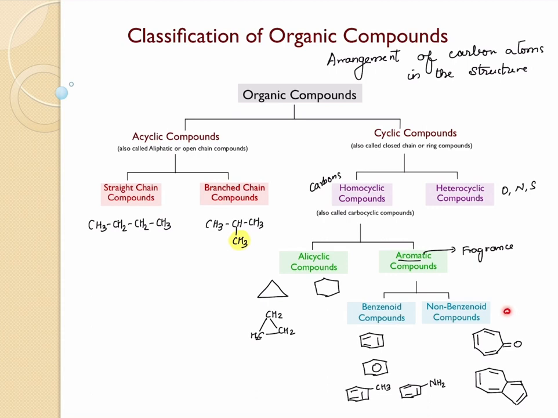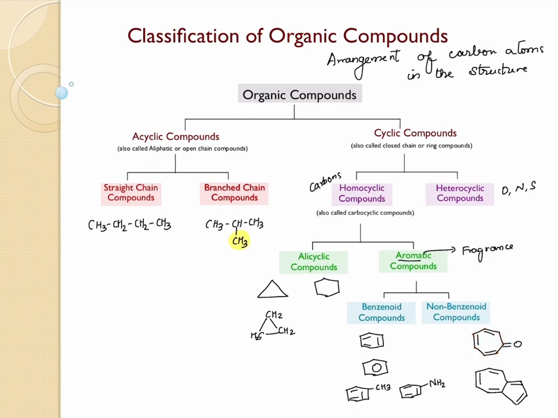Non-benzenoid compounds are also aromatic compounds, but they do not have the benzene structure. Here are some examples for non-benzenoid compounds. Now let's take a look into these two compounds and see whether they have a benzene structure. Yes, it has got 3 double bonds, such as what we see in the case of benzene within the ring structure, but the number of carbons here are different. Take a look into this. This has got totally 7 carbons.